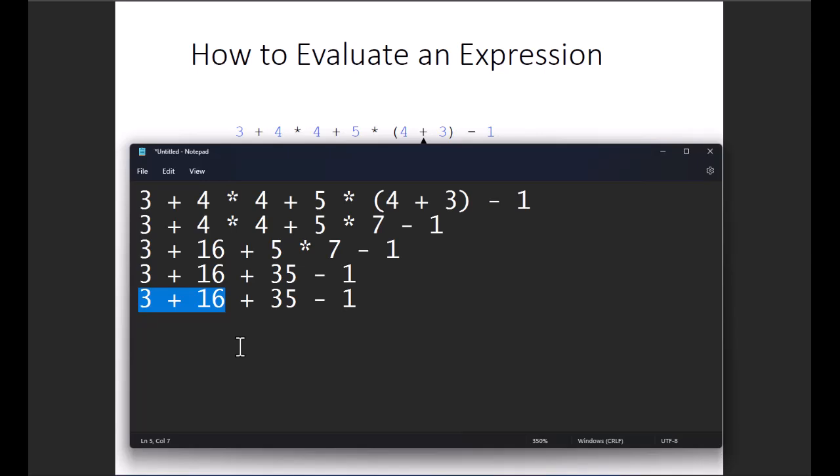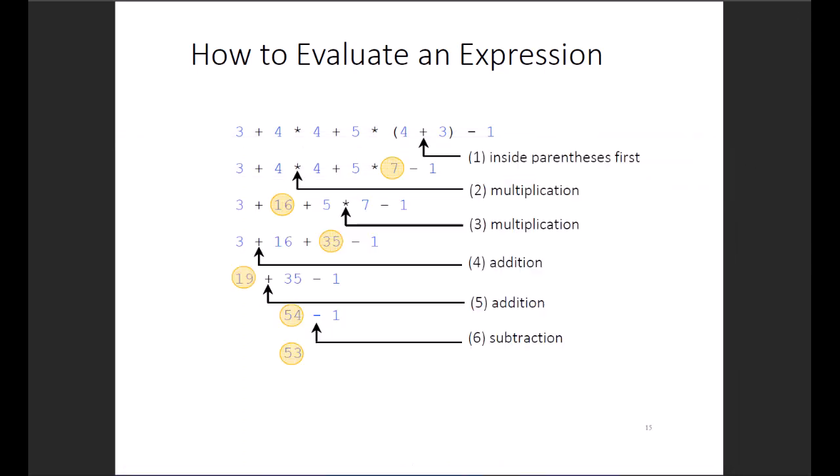3 plus 16, this is 19. Now 19 plus 35, this is 54. And finally 54 minus 1, so this is 53. So the final answer is 53. Let me go back to the slides. You see, this is explaining what we did at each step and the final answer.